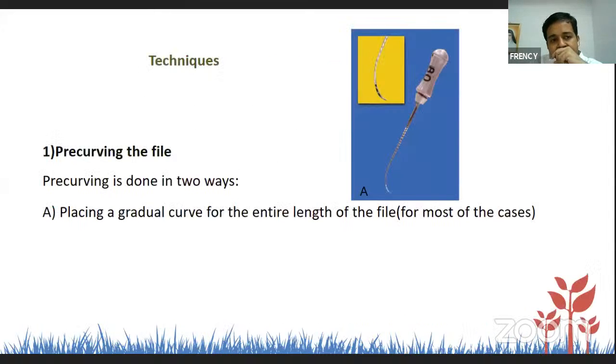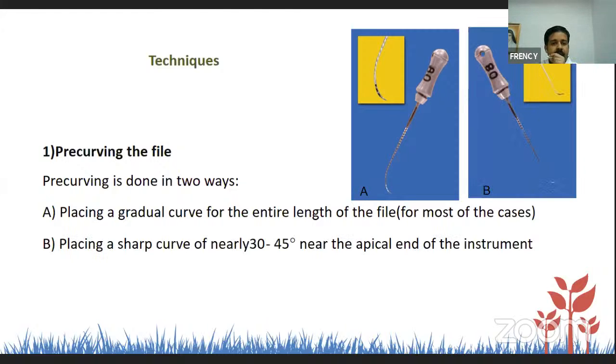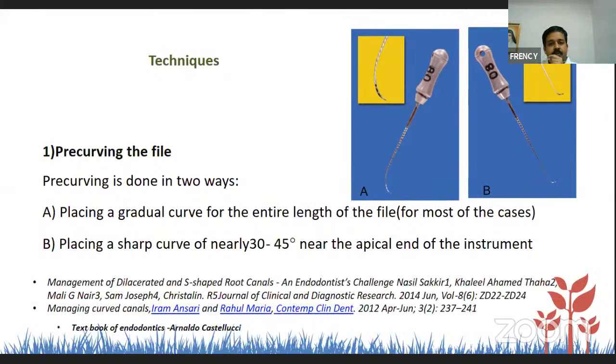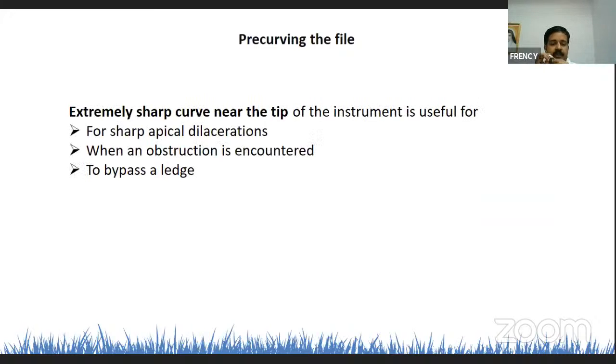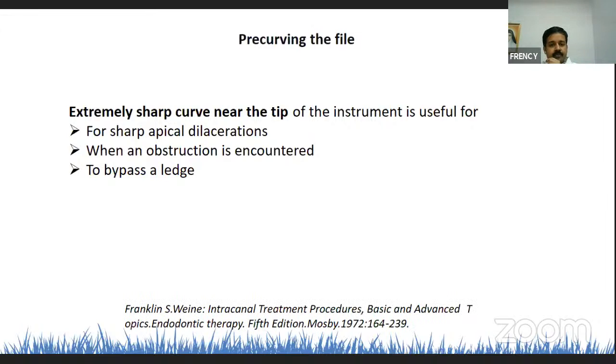Some techniques for instrumentation: always pre-curve. Placing a gradual curve for the entire length of the file will be useful for most cases, because most roots will have some amount of curvature. Even though there may not be any curvature visible in the radiograph, some amount of buccolingual curvature will be there. And placing a sharp curve of about 30 to 45 degrees at the apical end of the instrument will be very useful for sharp apical dilacerations or distal exit, and when an obstruction is encountered, like to bypass a ledge or a fractured instrument, or during retreatment.